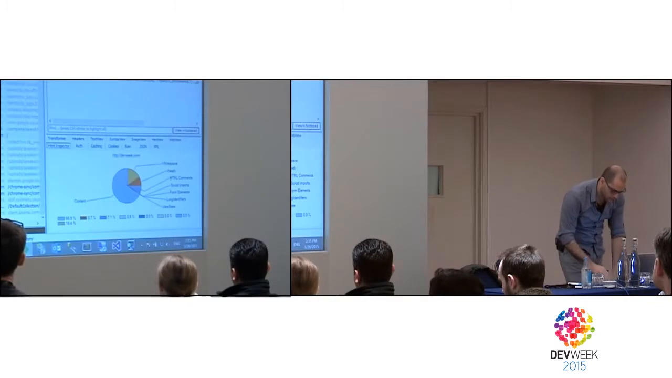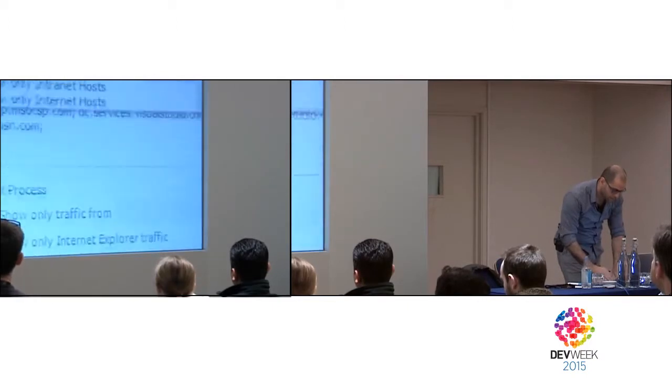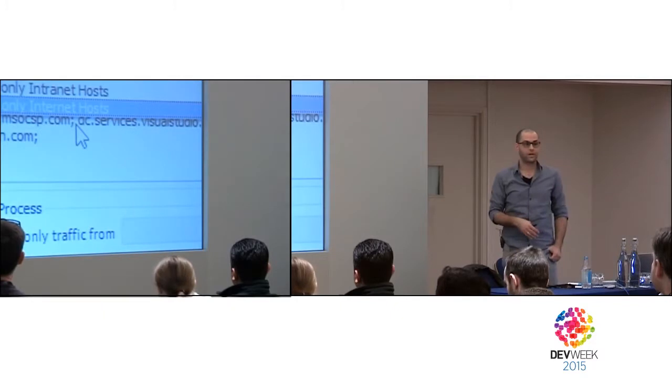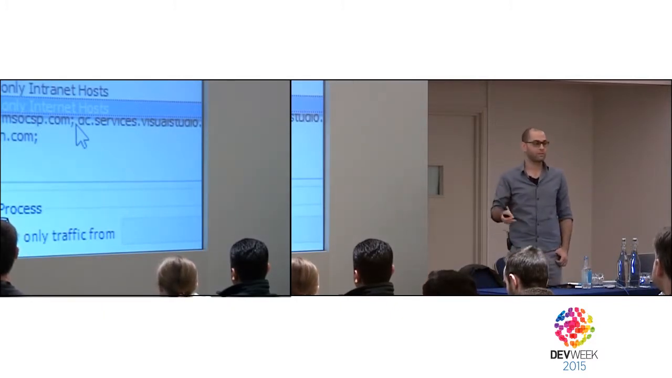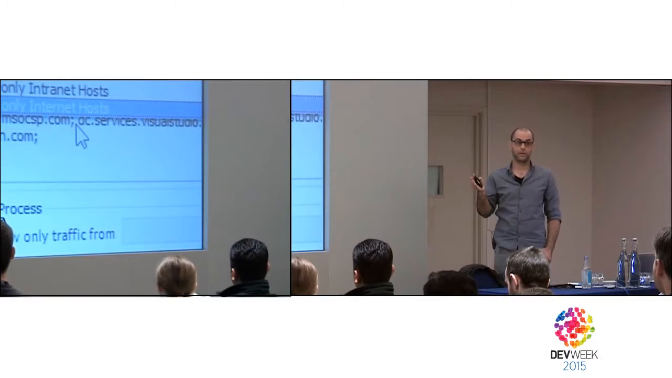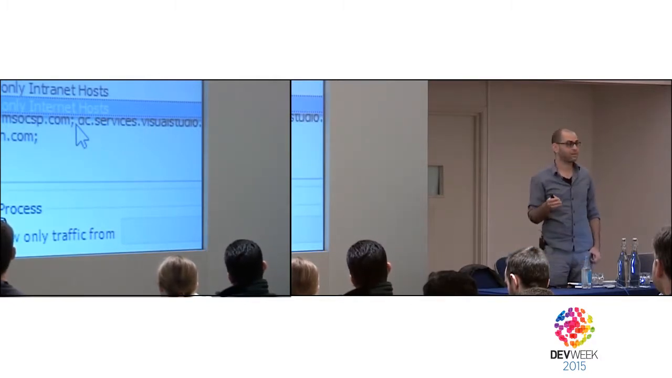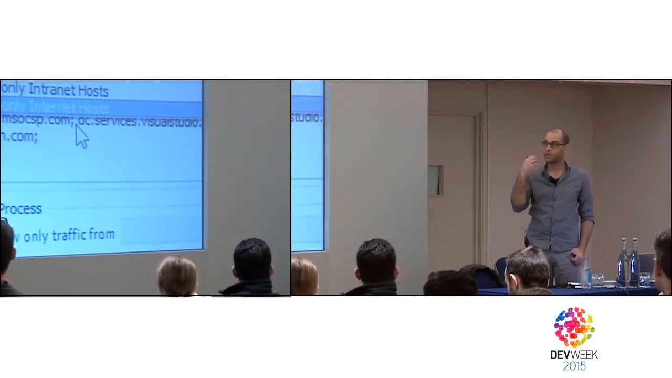Let's do, again, a short quiz. In the filters here, we have the ability to filter according to intranet and internet. Can you guess how Fiddler knows if this address is on the intranet or on the internet? Does it check the IP address? Maybe. Does it, I don't know, check the DNS server to see where we resolve the DNS address from? No, it's actually a lot simpler.